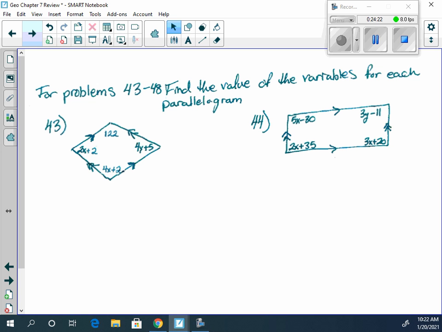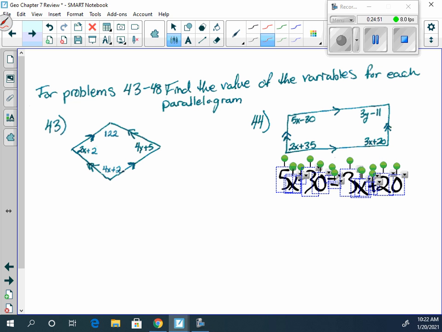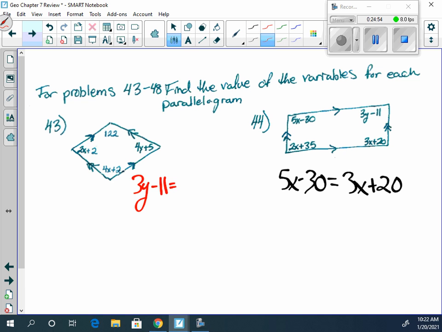44. So looking at this here, what do we know? Since it's a parallelogram, and we were talking about the angles, the opposite angles are going to be congruent to each other. So that means I'm going to have 2 statements. I'm going to have that 5x minus 30 is going to equal 3x plus 20. That's going to be one of the statements. The other statement is that 3y minus 11 is equal to 2x plus 35.